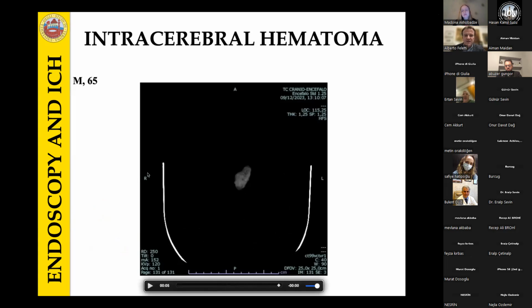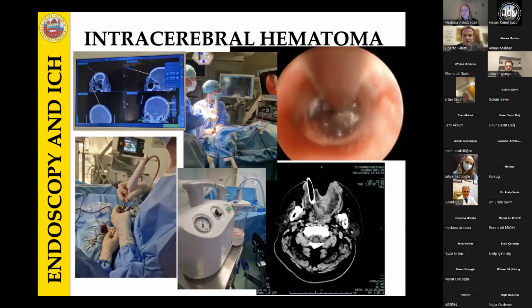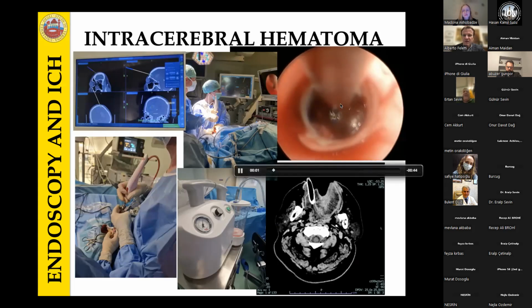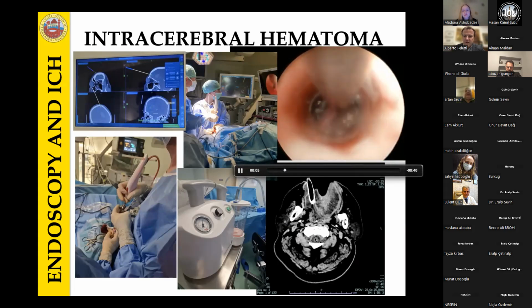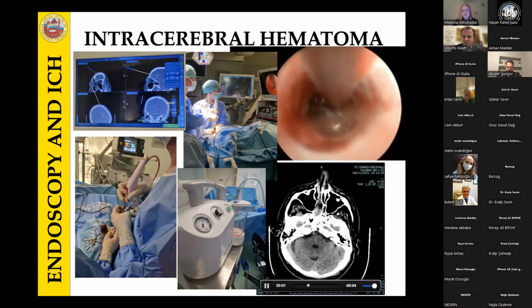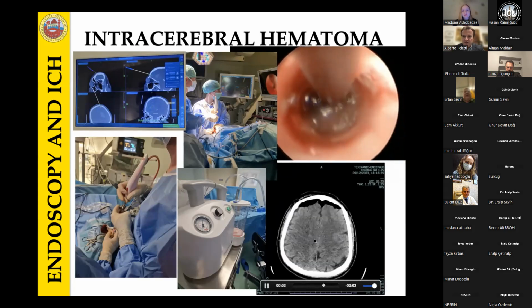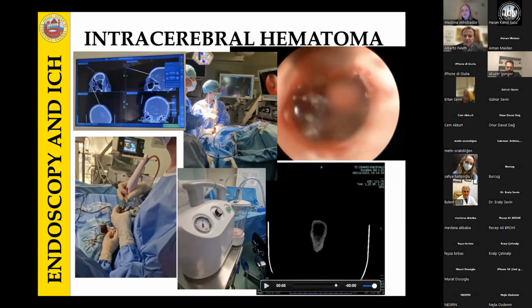I placed the burr hole in this patient at the level of the eyebrow. So I made an eyebrow incision, and with a single burr hole, inserting a rigid endoscope with a neuronavigation system, of course, I was able to remove the intraparenchymal blood with this postoperative result. So with a very minimal access.